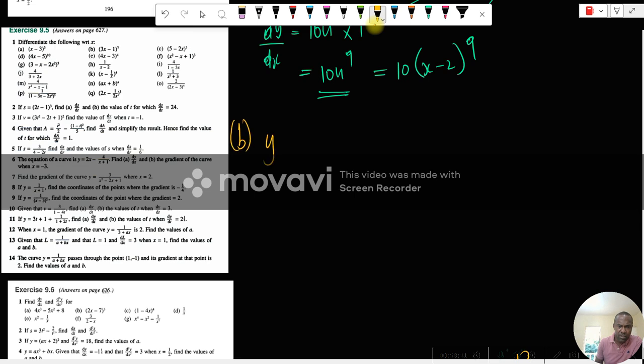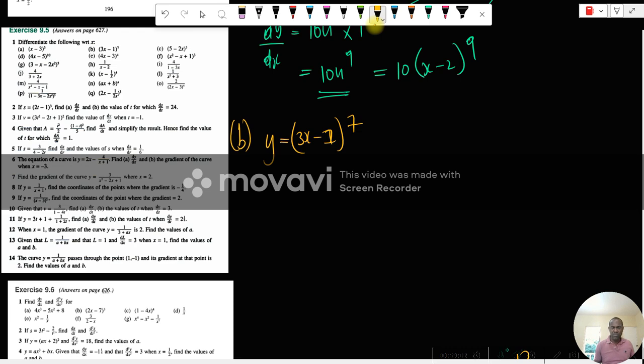So B, we have y equals 3x minus 1 to the power of 7. So we recognize that this is a composite function. How? Because 3x minus 1 is a function of x. By raising that to a power 7, it becomes a function of a function and hence a composite function. Is that clear? Can you repeat once more, sir?